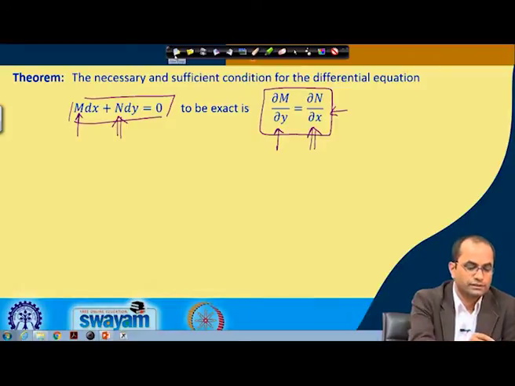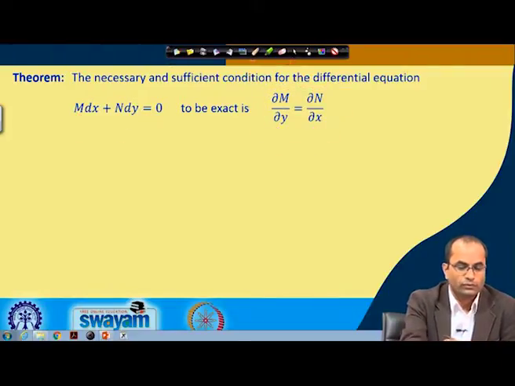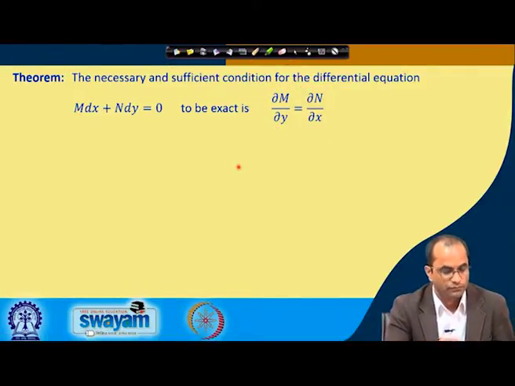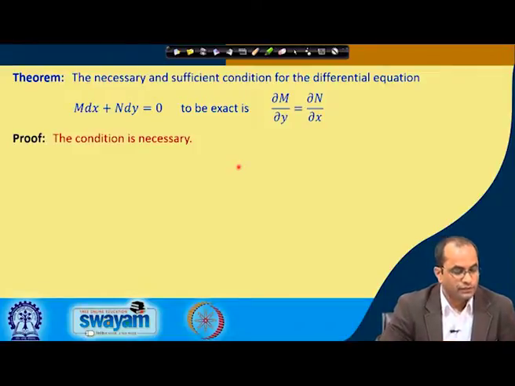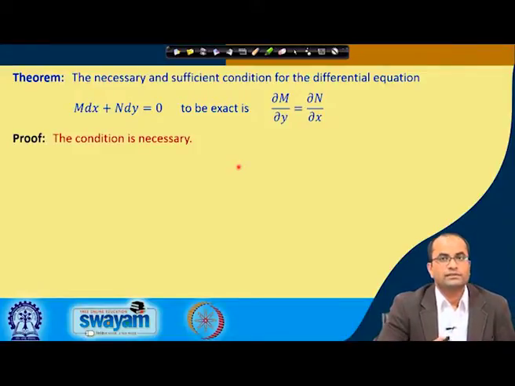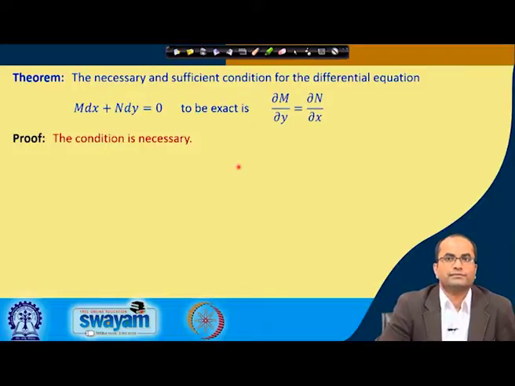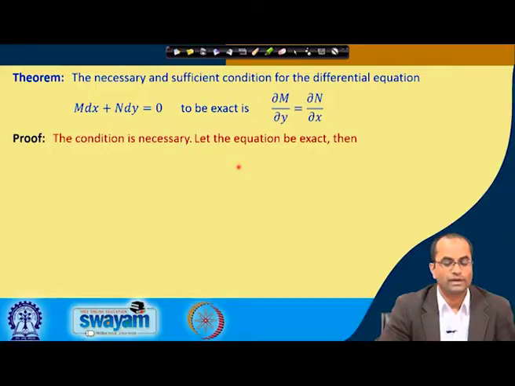Since this is a very important result, we will also go through the proof of it. Let us assume that this condition is necessary, meaning that if the given differential equation is exact, then del M over del y should be equal to del N over del x. So, we assume that the equation is exact, and then we will prove that this condition holds.